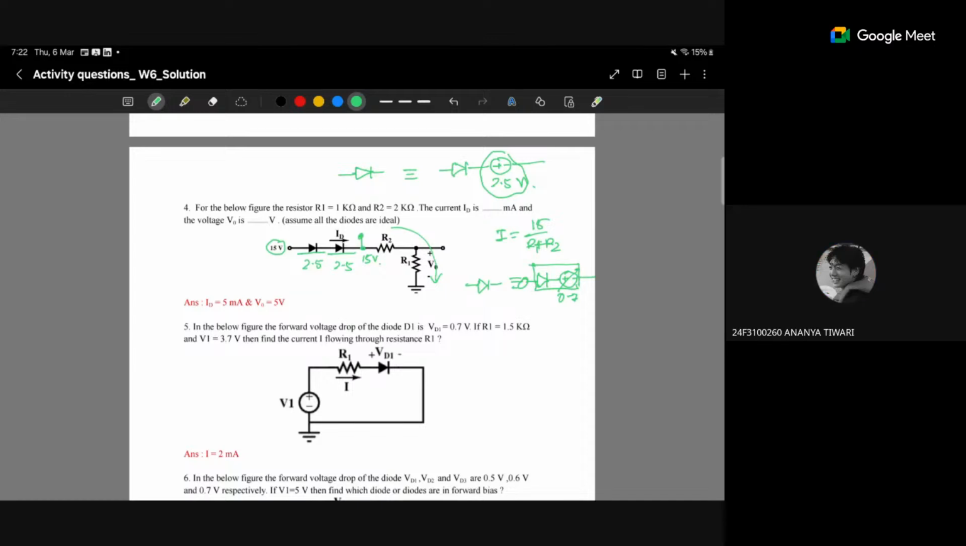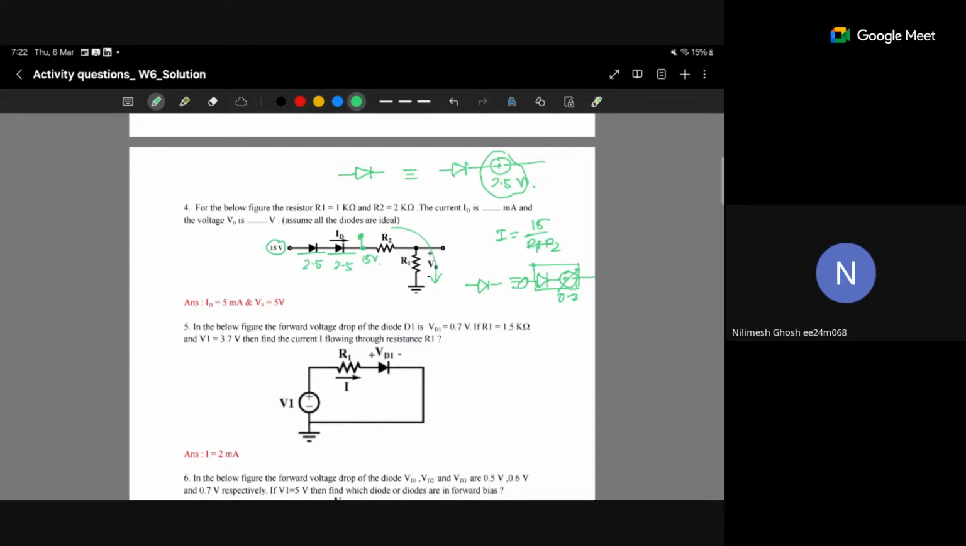Sir, if the polarity is not given, then what polarity should we take for the voltage? You always have to assume the polarity against the voltage, whatever voltage is causing the forward bias of the diode. You have to take the polarity against that voltage.